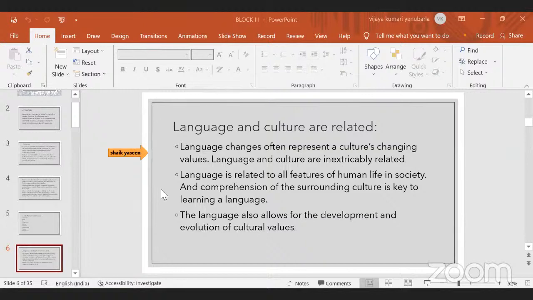That is inextricably. That means they are interrelated, interdependent. So if a culture changes, language also changes. And if language changes, culture changes. Both are interdependent. For example, take Facebook now, everybody knows Facebook these days.